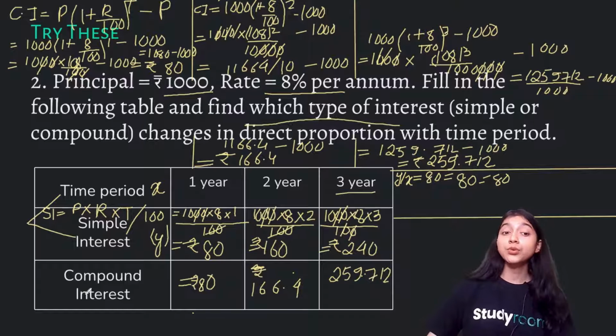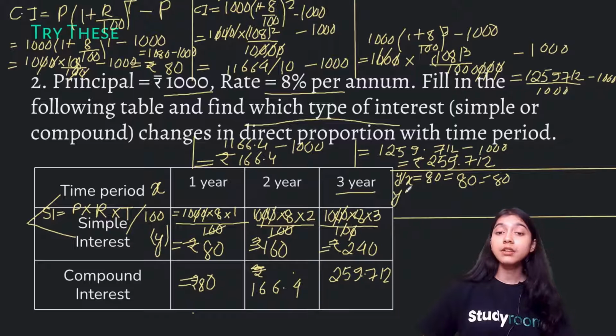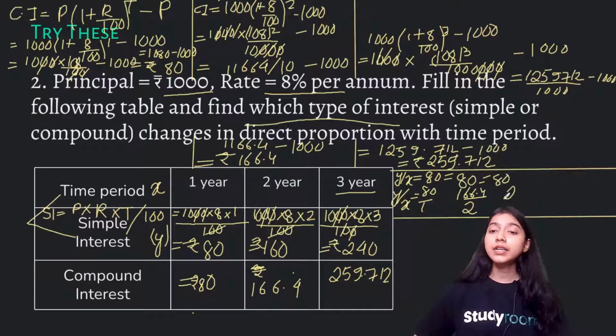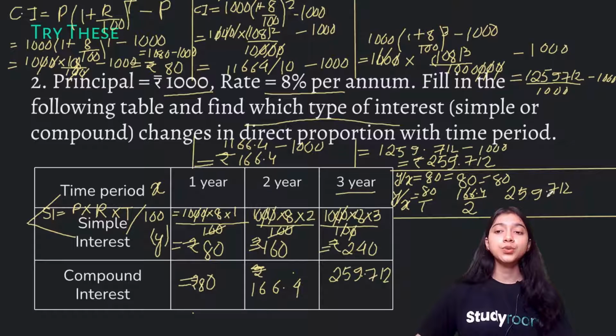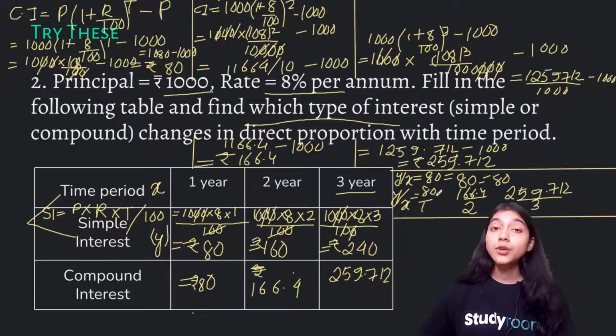Now let's try finding out the case in compound interest. In compound interest, when I similarly find out the ratio of Y by X, in the first case it will be 80 by 1. In the second case, Y by X will be 166.4 divided by 2. And in the third case, it will be equal to 259.712 divided by 3.